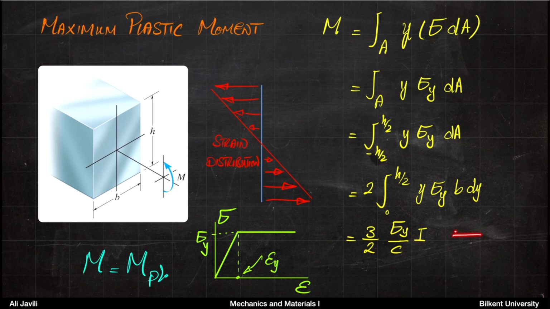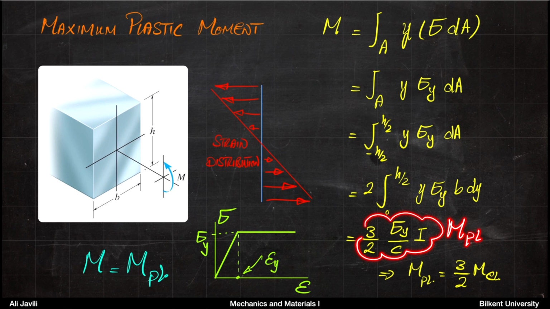And if you do the integration, you would get the formula 3 over 2 sigma y divided by c times the moment of inertia I. Now, this would be your maximum plastic moment. If you remember, this part itself was the maximum elastic moment. So what you can learn from this is that the maximum plastic moment is exactly 50% larger than the maximum elastic moment.